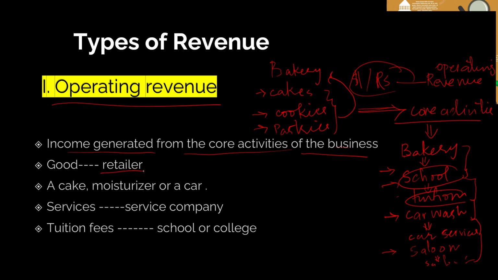So a retailer of any shop is going to earn revenue through the sale of goods. The goods can be, for example, a cake or a moisturizer or a car. A service company surely sells services, and examples are a school or a college, and the revenue they earn is in the form of tuition fees.